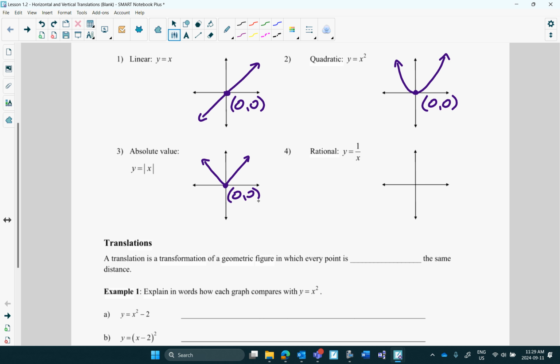And then we looked very briefly at these at the end of last year, these rational ones where there was actually two pieces to the graph. We'd have one section like this and one section like that. And the most basic one, this point would be 1, 1. This point here would be negative 1, 1.